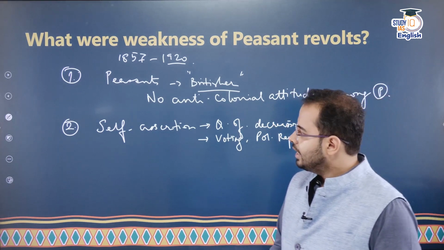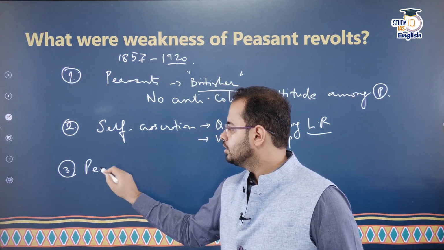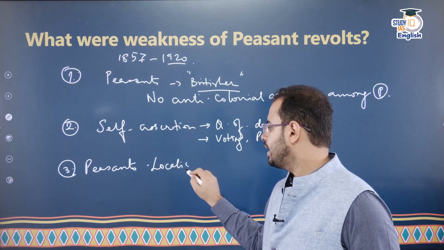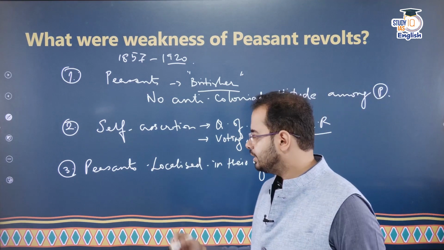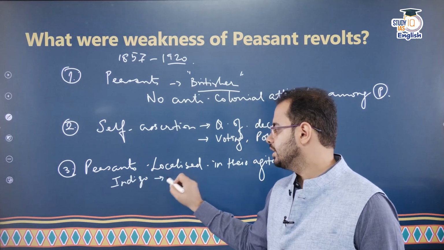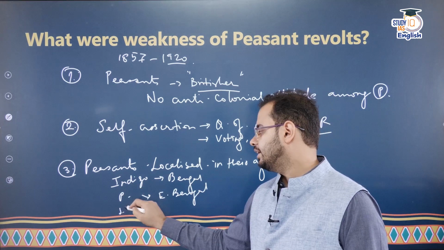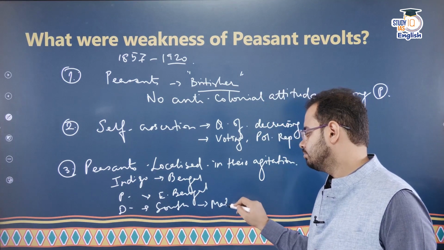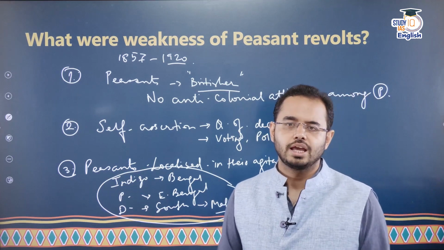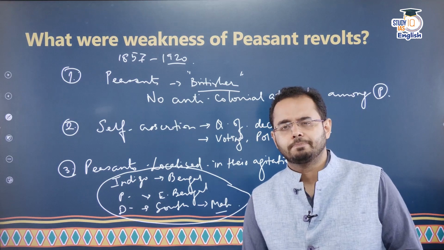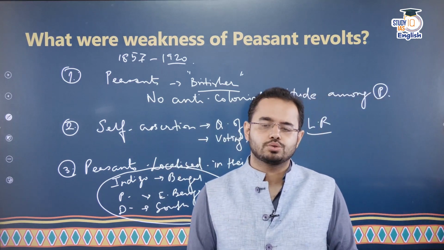And then finally, Bipin Chandra says that the peasants were localized in their agitation. What do you mean by localized? For example, we have seen three peasant agitations. Indigo was just localized in Bengal, Pabna in eastern Bengal, not the whole of Bengal, and the Deccan Revolt in south India, particularly just in Maharashtra. So he says that there was no all-India character to these kinds of peasant-based revolts, and that is what made them very limited in their effectiveness.